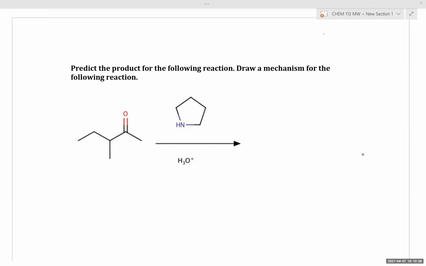Okay, so we have an example where we're asked to predict the product of the following reaction and draw a mechanism. So in this case, we have a secondary amine. So what does that tell us immediately? Secondary amine, acidic conditions, and we have a carbonyl. What are we going to make? An enamine, yeah. Does anyone recognize this ring motif?